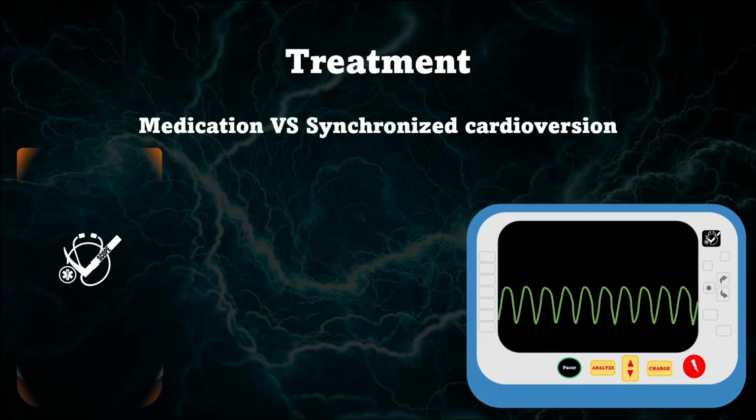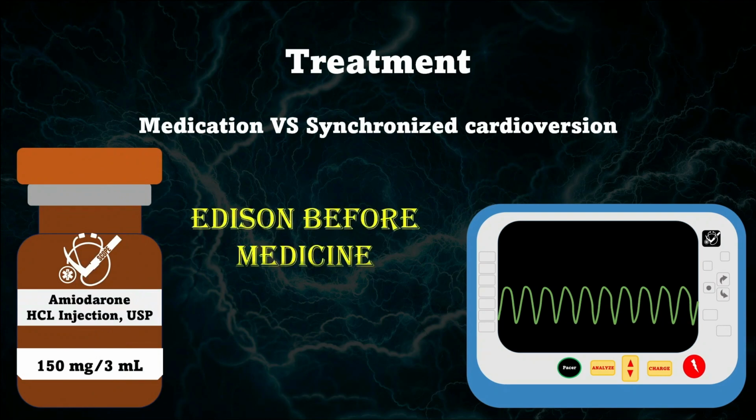So at this point, the patient is diagnosed with unstable VT. What do we do next? Well, we have two courses of action. You can do the medication route or the electrical route. In an unstable patient with ventricular tachycardia, the answer is synchronized cardioversion. Medications such as antiarrhythmics can be useful, but when a patient is hypotensive and showing signs of shock, we prioritize cardioversion. Remember this phrase, Edison before medicine.